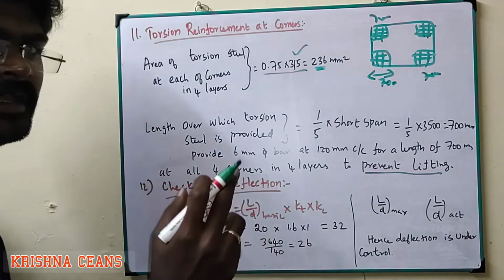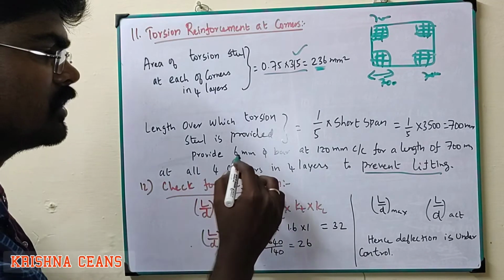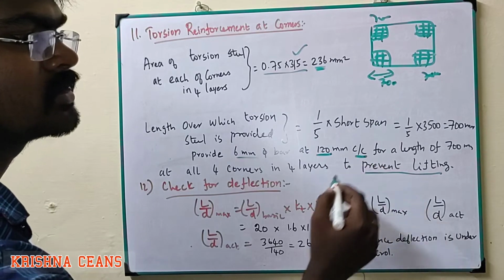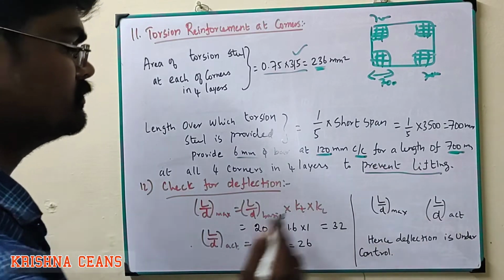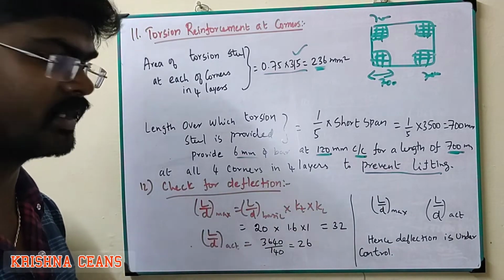Here we provide it for the purpose of lifting only, so a 6 mm bar is enough. So 6 mm dia bar at 120 mm center to center spacing, over the length of 700 mm at all the 4 corners in 4 layers to prevent the lifting.